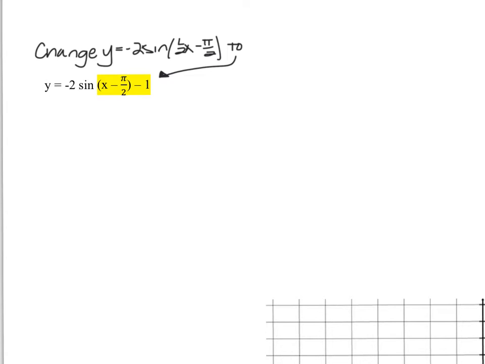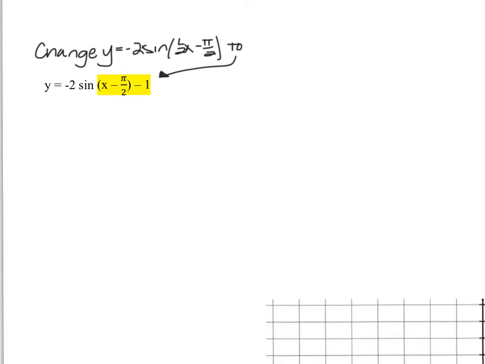Let's continue on with 6.4, Day 2. We're going to work on the next example in the notes packet. You'll notice I've made some changes to that example. Instead of y equals -2 times sine of 1/2 x minus pi over 2, I got rid of the 1/2 and I put -1 at the end. Would you please change your note packet to look like that?